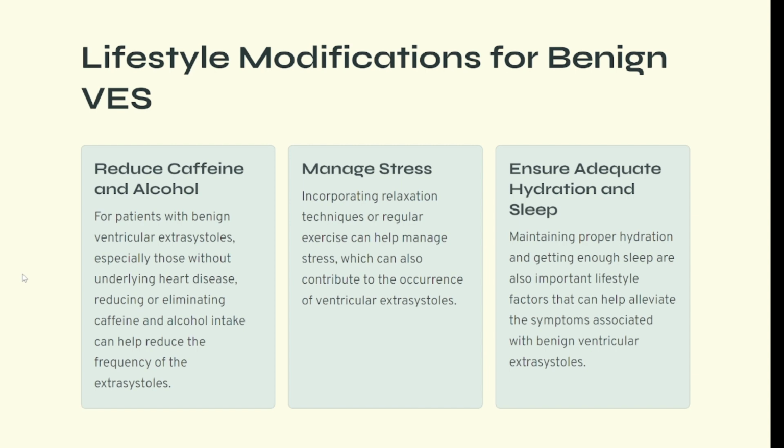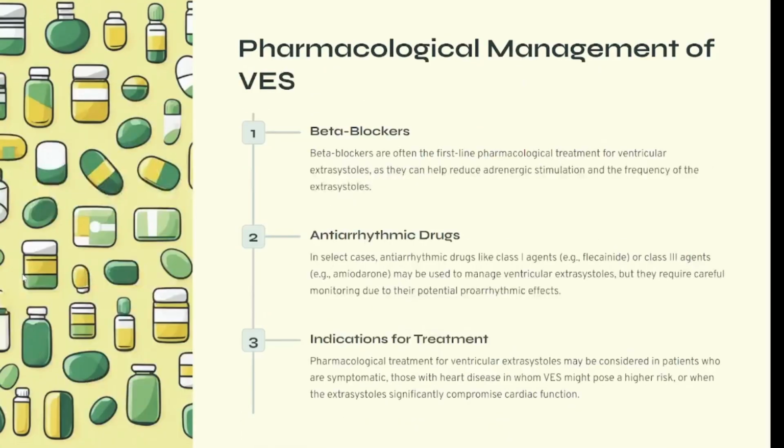Question 4. Q. In what clinical scenario would you consider pharmacological treatment for ventricular extrasystoles, and what options are available? A. Pharmacological treatment for ventricular extrasystoles may be considered in patients who are symptomatic, with frequent palpitations or discomfort, those with heart disease in whom VES might pose a higher risk, or when the extrasystoles significantly compromise cardiac function. Treatment options can include beta blockers as first-line therapy to reduce adrenergic stimulation.